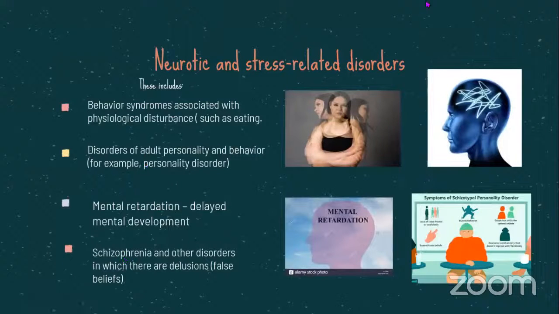Mateo, could you read this, please? Okay. Neurotic and stress-related disorders. This includes behavior syndromes associated with physiological disturbance, such as eating disorders, disorders of adult personality and behavior, for example, personality disorders, mental retardation, delayed mental development, and schizophrenia and other disorders in which there are delusions or false beliefs. Thank you.